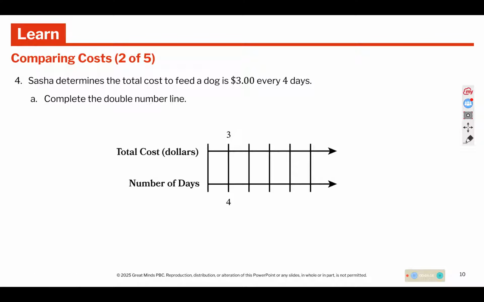Number 4 says, Sasha determines the total cost to feed a dog is $3 every 4 days. We'll start our double number line at 0, $3, $6, $9, $12, $15. 4 days, 8 days, 12 days, 16 days, and 20 days.